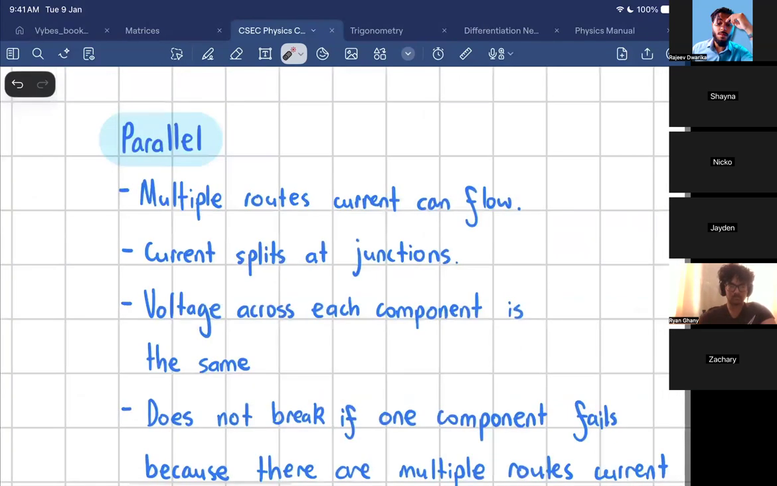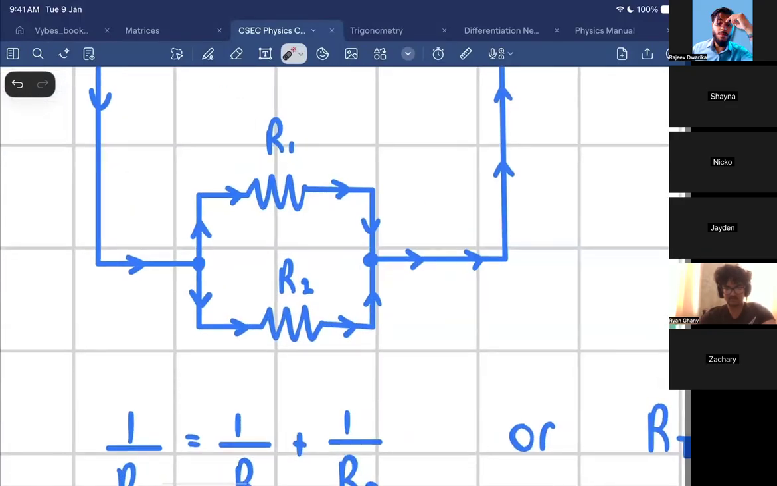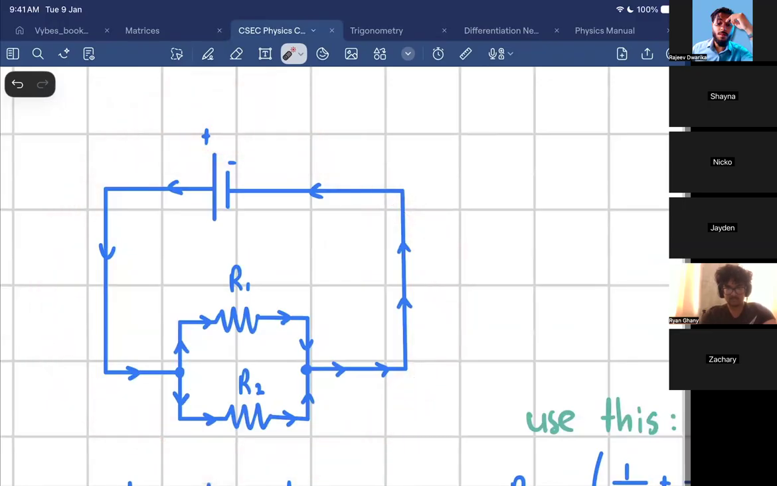So in a parallel circuit, the voltage across each component is the exact same. I'll say it again. The voltage across each component is the same. Let me give you an example. Question, guys. Which components here are in parallel? The resistors. So what do you think the voltage across R1 and R2 would be?